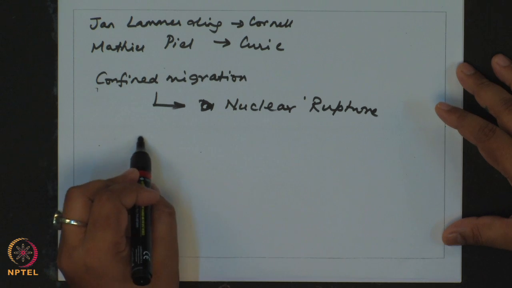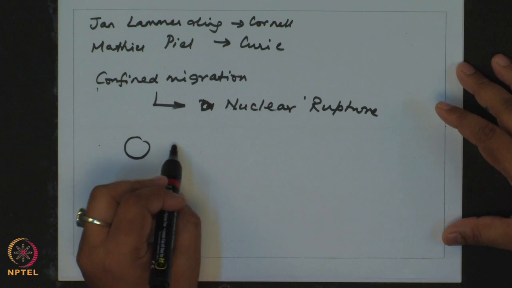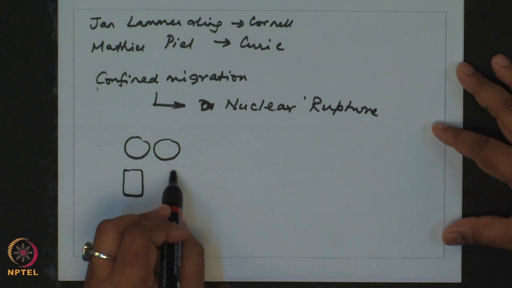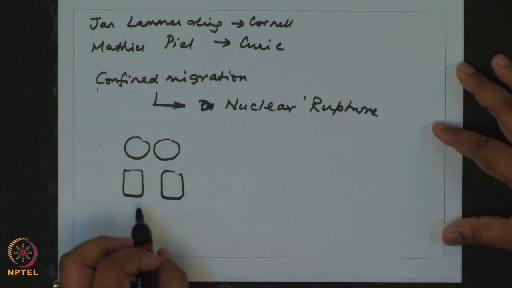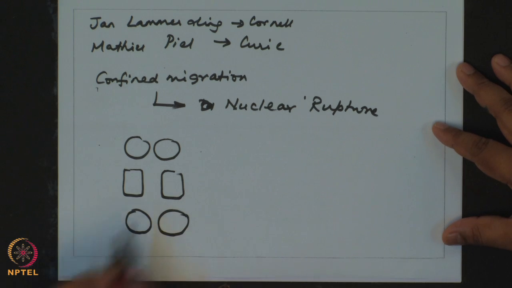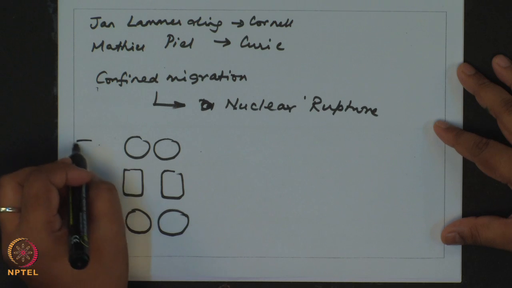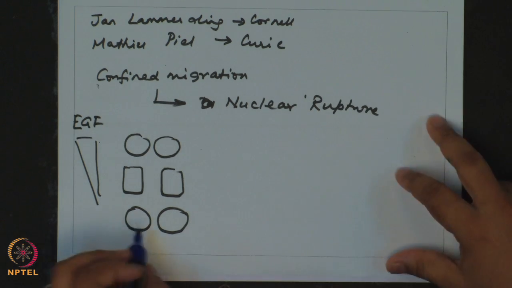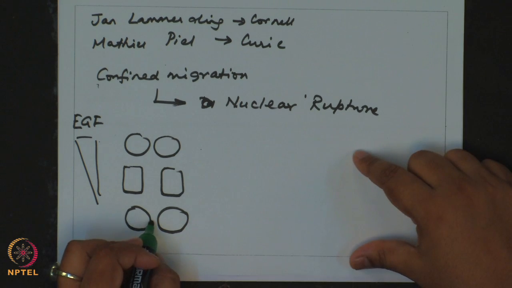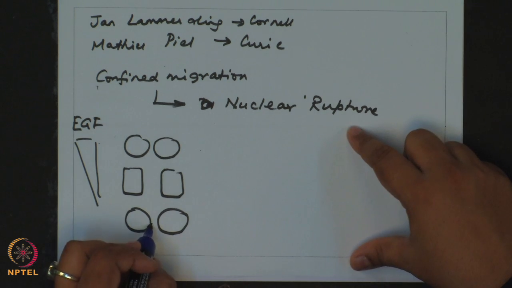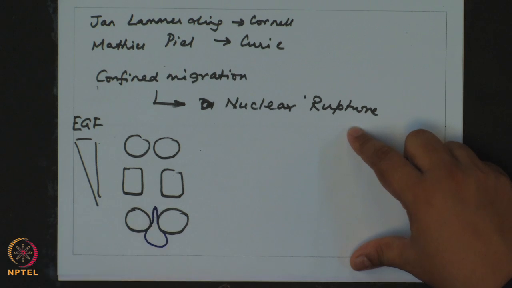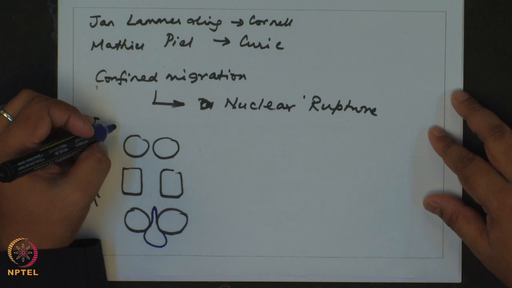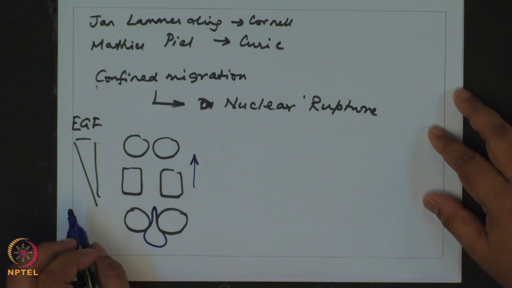So, what they did, they created these patterns, these microfabricated stamps. Imagine you have an EGF gradient in this direction, you have these microfabricated substrates, and you have a cell. Let me draw the cell in a different way, which is trying to move in the direction of the chemokine. Since the EGF gradient is high, these cells will overall try to go in that direction.